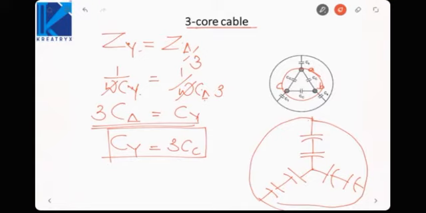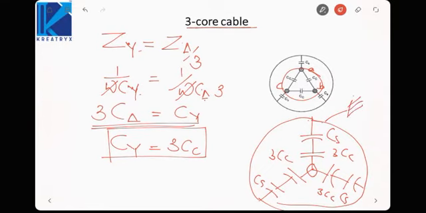It will be something like this: CS, CS, CS, and 3CC, 3CC, 3CC. But since now we have a neutral point which was not available earlier, we need to make it neutral, or at the ground potential. We will assume that the sheath is always at the ground potential, so we can connect the neutral to the sheath so that it is also at the ground potential.